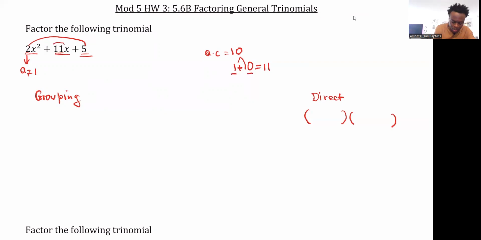I'm going to break down the 11x as 1x plus 10x, or 10x plus 1x. It doesn't matter which one you put first because addition is commutative. I prefer to put the 10 first, 10 next to 5, but it's okay. So I'm going to rewrite my expression, keep the 2x squared. Instead of 11x, I'm going to write plus 1x, so just x, plus 10x, and then plus the 5.